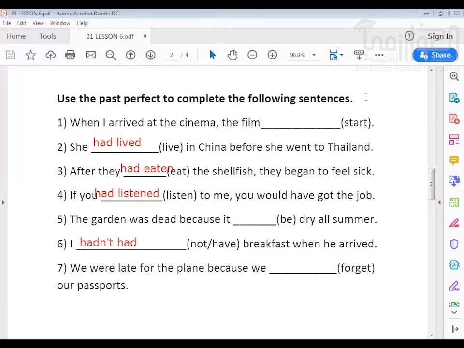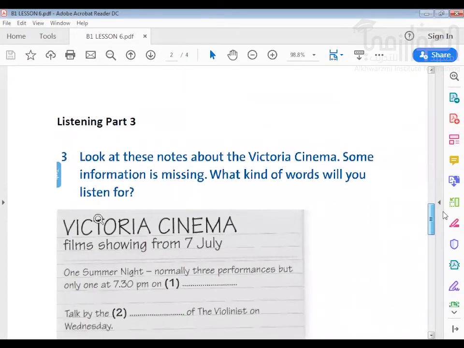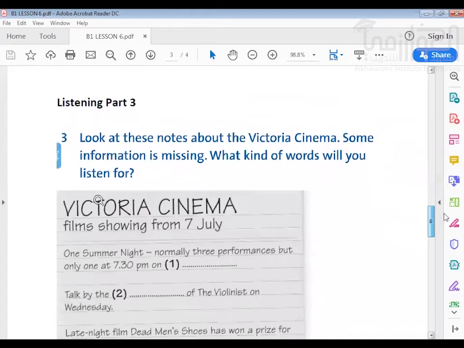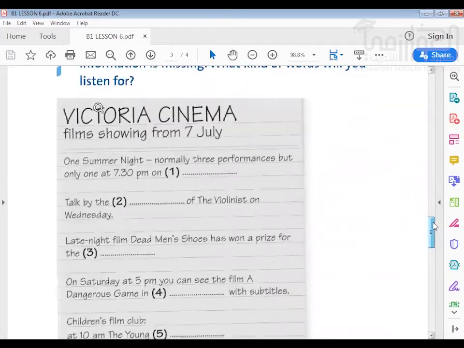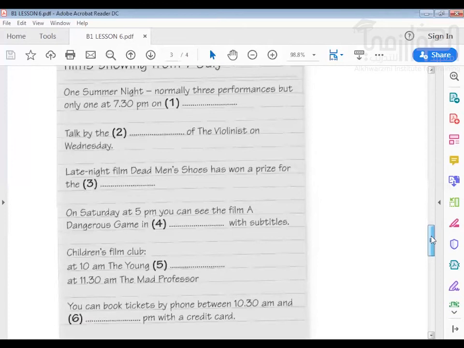Now we can move to another activity, and this is about listening. Listening part 3. Look at these notes about the Victoria Cinema. Some information is missing. What kinds of words will you listen for? When you are listening, you must predict the answers. You must know what will be there. When you look at this form, you are going to listen and then complete this with the correct answers. But what kind of words should you put there? So let's look at one.